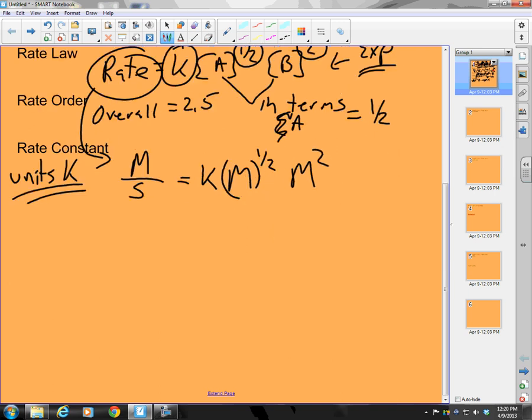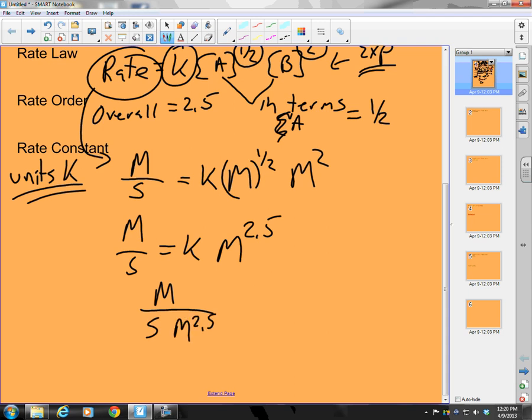Now let's do dimensional analysis. So I have M over S is equal to K times M to the 2.5. Good, so what do I have to do? Divide both sides by M to the 2.5. So I have M over S over M to the 2.5 equals K. So this is really M to the 1, right?